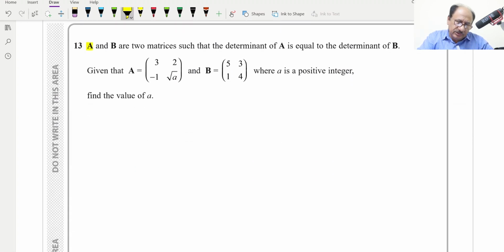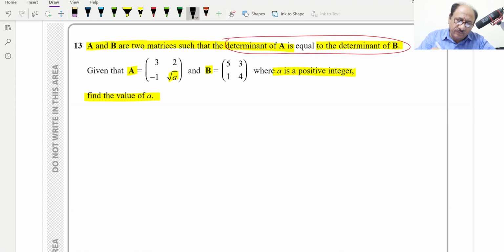Question number 13. A, B are two matrices such that determinant of A is equal to determinant of B. A is provided, B is provided, and this is under root a, where a is a positive integer. Find the value of a. So this condition we will be focusing on, that determinant of A is equal to determinant of B. This is the condition which we'll be using.